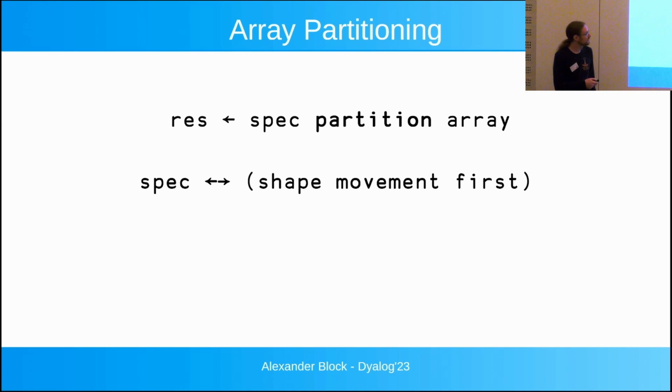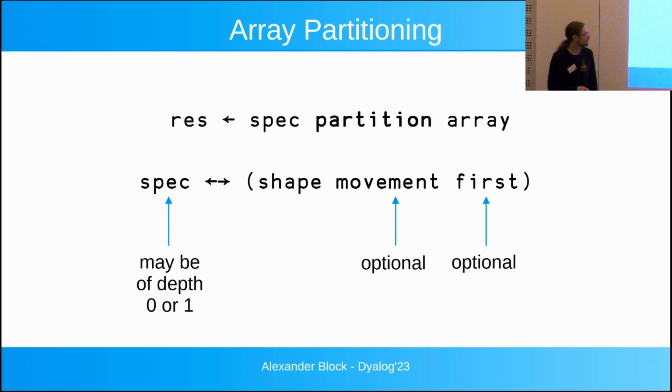We also give a movement size, right? We are running along the array and splitting it. I will show you an example on the next slide. And the first, where we start to partition, essentially. Okay, what I want to show you in this slide is, that's a slight difficulty, the movement and first parameters are optional. And to make it a little bit more difficult, the spec itself may be of depth 0 or 1. So if we only supply a shape, it can be in scalar form, it can be a vector. It can even be a vector of length 3, right? So we have to make sure that we don't intermix our input.